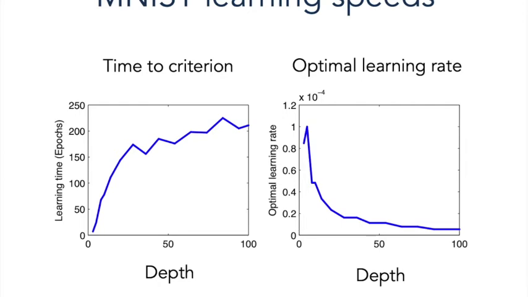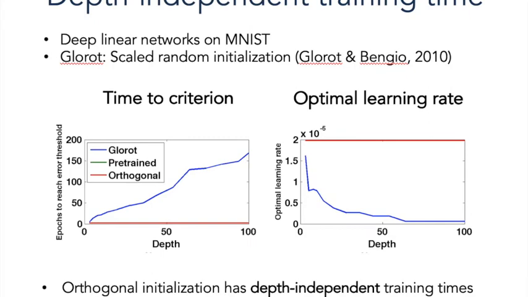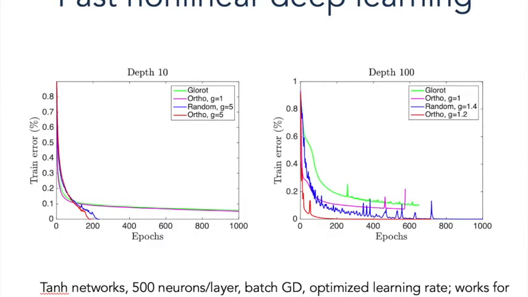And in fact, if you compare these different pre-training strategies, then indeed the orthogonal method has essentially depth-independent training times. Jeffrey probably also showed you similar results, but with nonlinear networks. And the idea can be generalized to the nonlinear case. So here, for instance, in these red curves, what happens if you're initializing with orthogonal weights that are scaled appropriately to account for the nonlinearity?